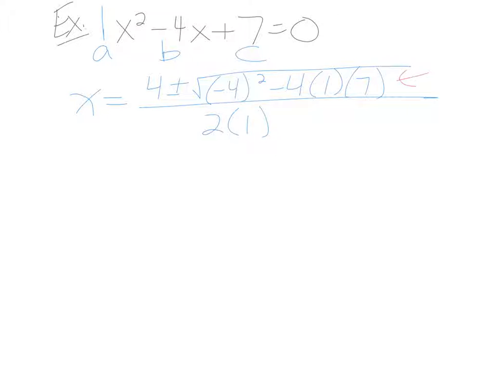Then just the part underneath the square root. Negative 4 squared minus 4 times 1 times 7 comes out to be negative 12. So just like we broke down the 72 under the square root in the previous problem, we're going to break down the 12. 12 is 3 times 4. 4 is 2 times 2.